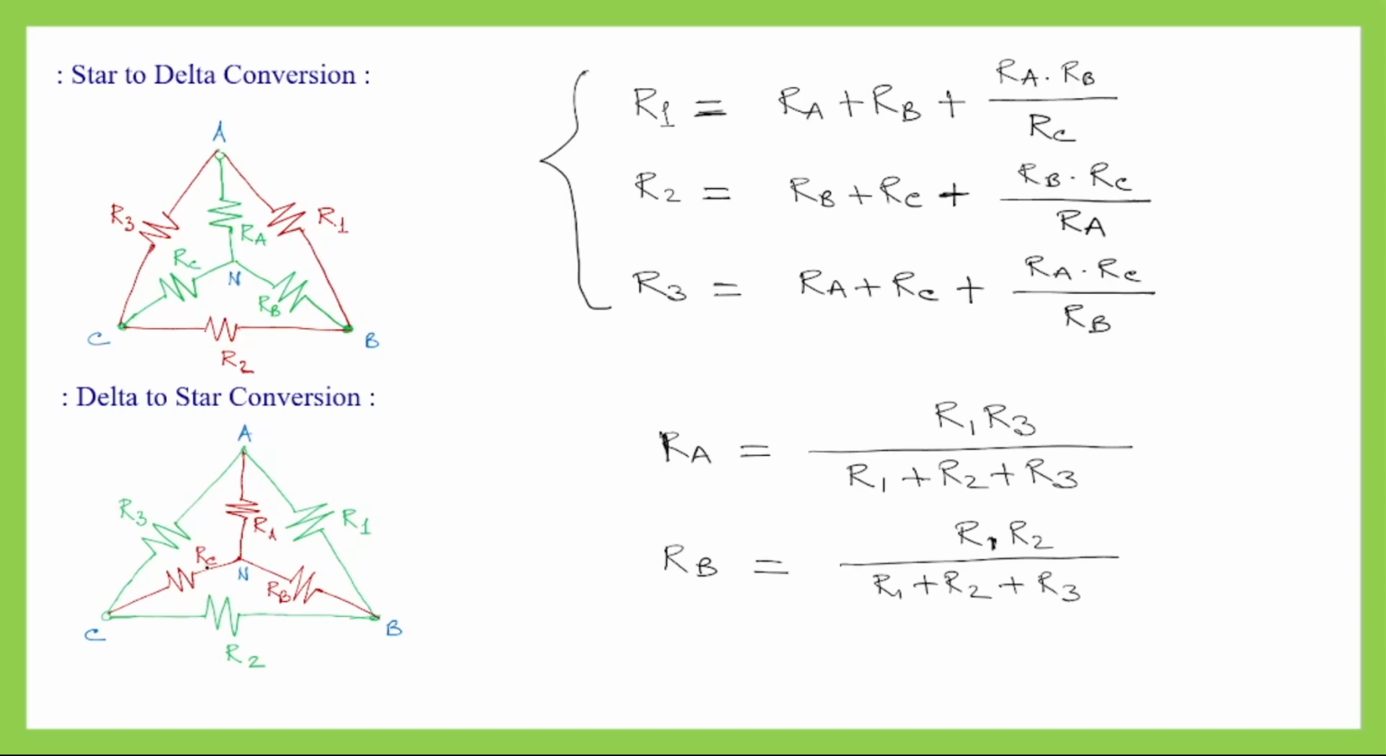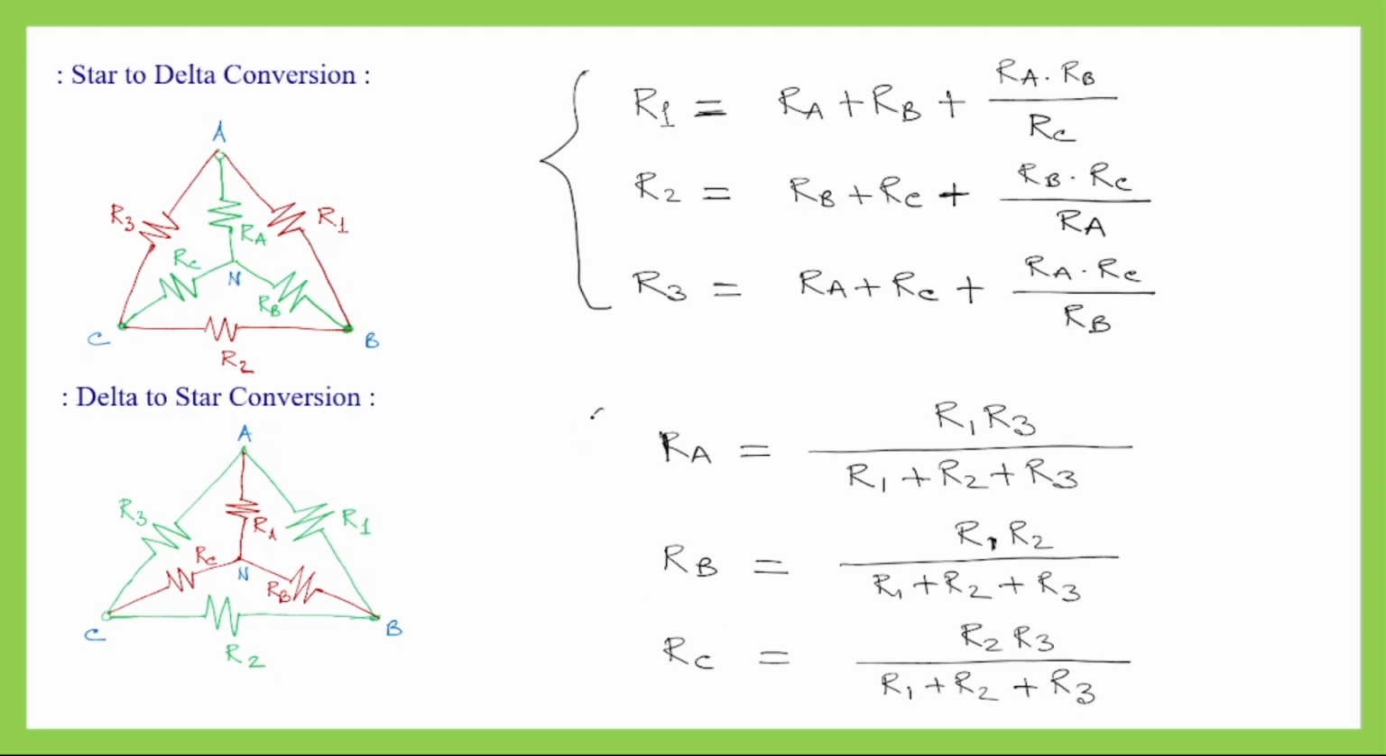Now the last resistance in the star connection that we have is RC. Now you can understand what will be the RC, that will follow the same pattern. In case of RC, the resistances on both the sides are R2 and R3. So in the numerator, it will be R2 multiplied by R3, and then in the denominator, it will be again the summation of all those three resistances, R1 plus R2 plus R3.